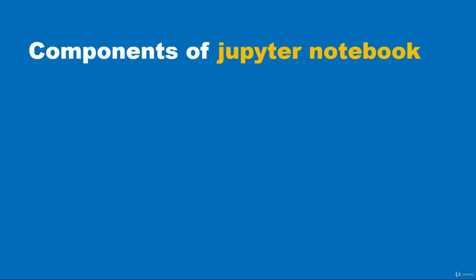In this video, we will take a look at the components of the Jupyter Notebook. The Jupyter Notebook application is a client-server application. A client-server application basically is a distributed application structure that partitions tasks or workloads between the providers of a resource or a service, which are usually called servers, and the service requesters, which are usually called clients.